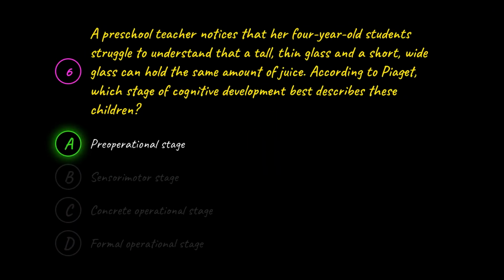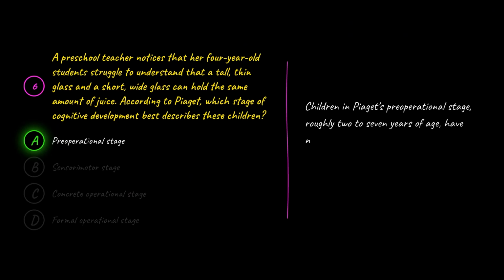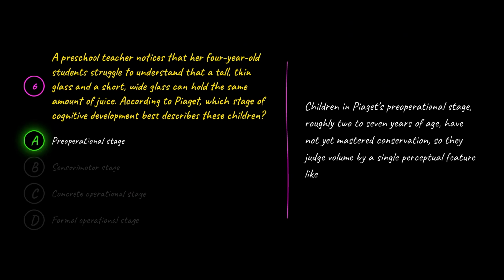The correct answer is A. Pre-operational stage. A is correct because children in Piaget's pre-operational stage, roughly 2 to 7 years of age, have not yet mastered conservation, so they judge volume by a single perceptual feature like height, instead of recognizing that quantity remains constant across changes in shape.